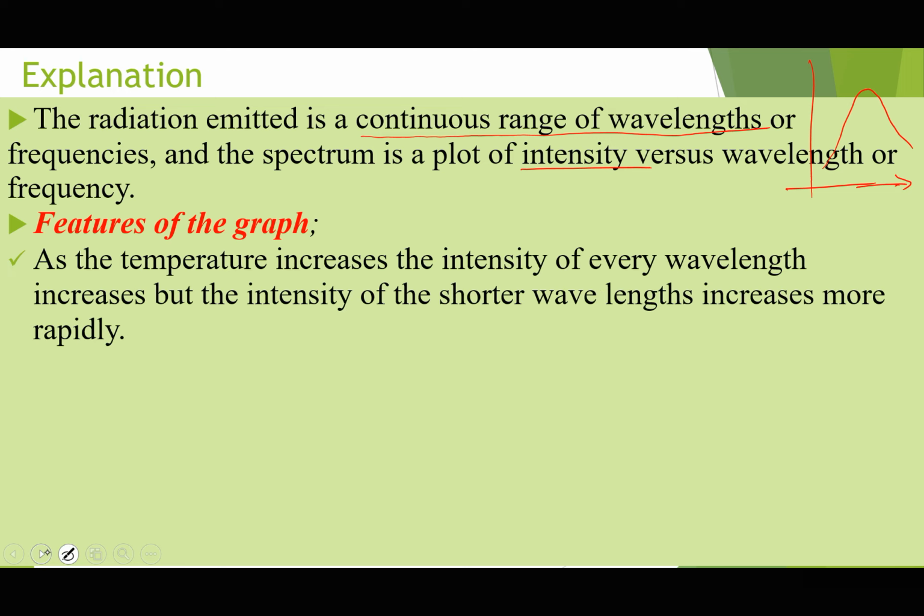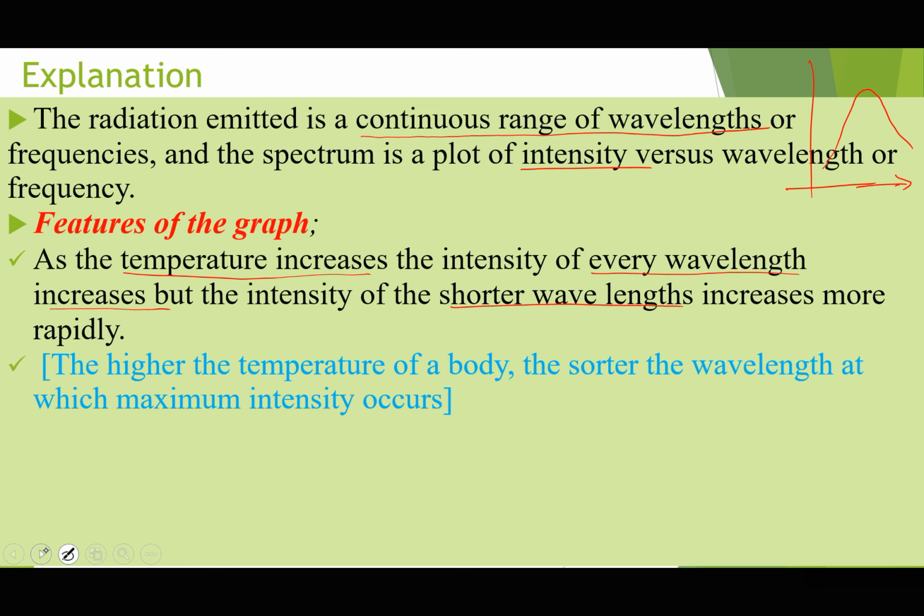Number one, as the temperature increases, the intensity of every wavelength increases, but the intensity of the shorter wavelengths increases more rapidly. What is the consequence of this? The intensity of shorter wavelengths increases more rapidly, which is equivalent to saying that the peak shifts to shorter wavelength. That's what we have seen from that graph. The peak of the graph shifts to shorter wavelength.